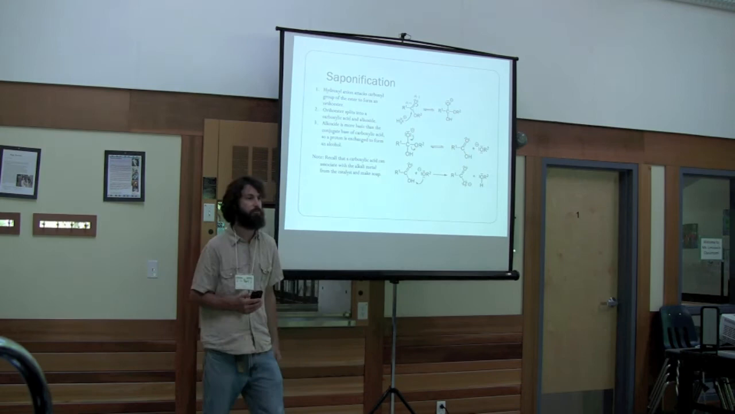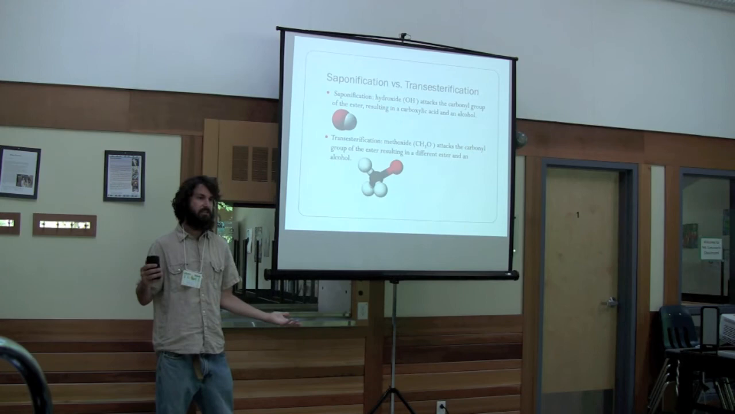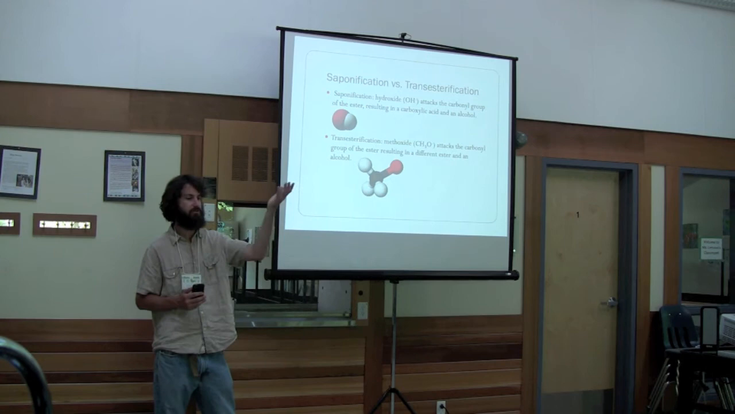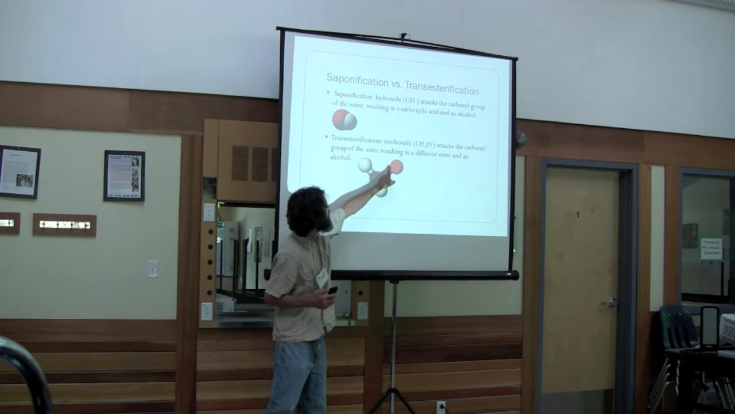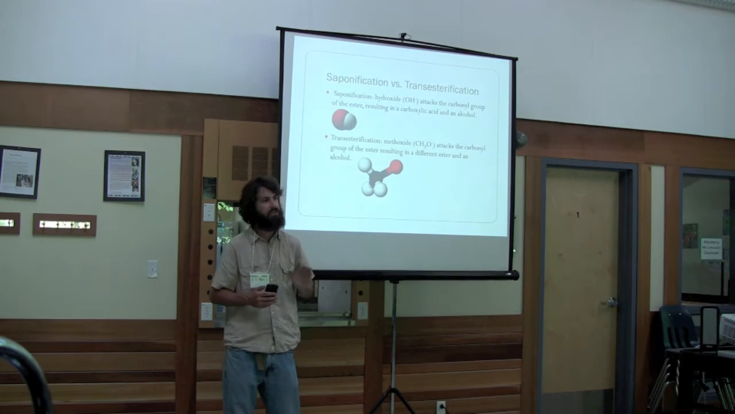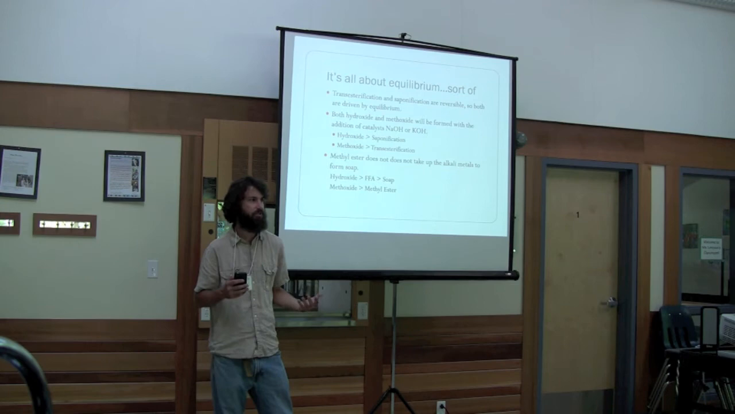So when we have saponification versus transesterification, like I just said, if you have hydroxide, it leads to a free fatty acid and alcohol. In transesterification, instead of hydroxide, you have a methoxide. You can see here this is the oxygen that wants to pick up a proton, and here's the oxygen that wants to pick up a proton. So they're similar, but they result in different products. So it's about equilibrium between the two.